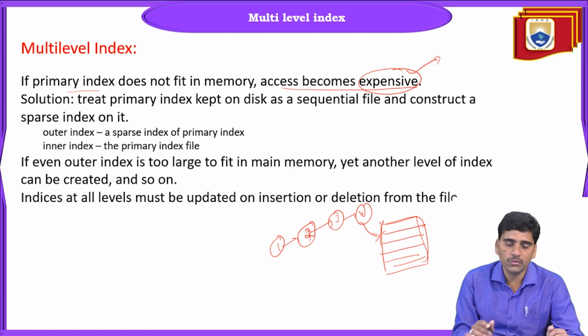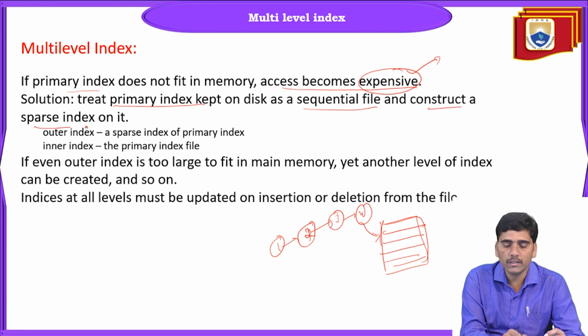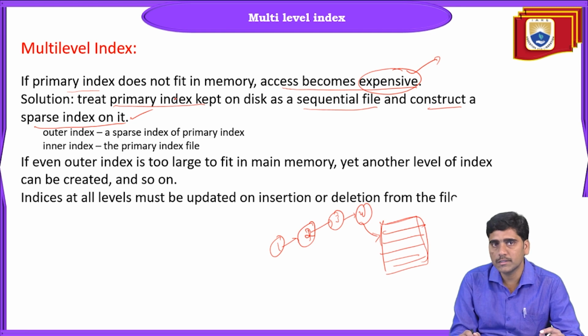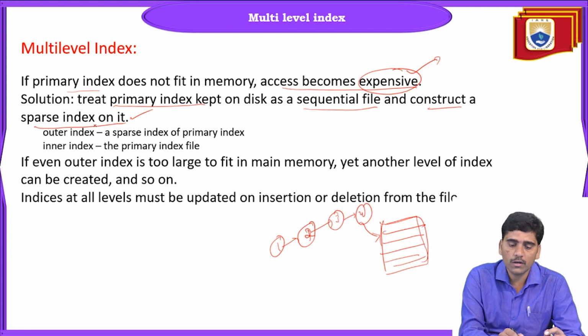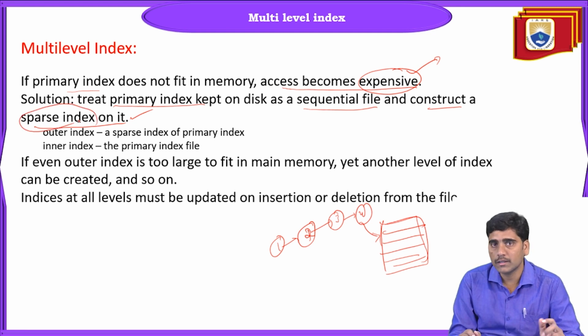As a solution, treat the primary index kept on disk as a sequential file and construct a sparse index on it. A sparse index is nothing but selecting particular search key values.